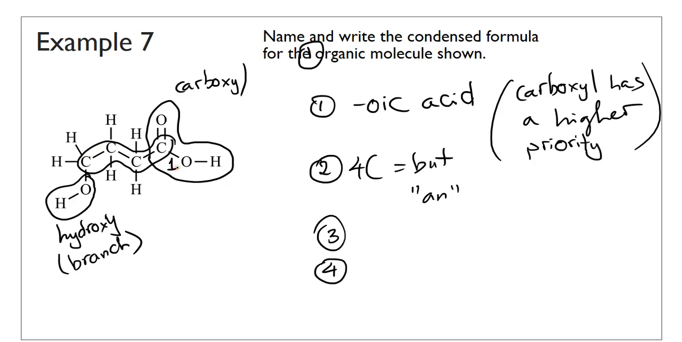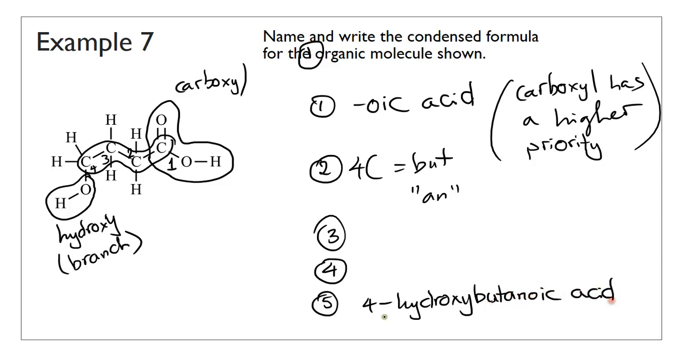So always start numbering from the end closest to the functional group. The carboxyl is always on carbon 1, and then 2, and then 3, and then 4. So in this case, the branch is on carbon 4, and then I'm just going to name it. So 4-hydroxy butane, but, an, oic acid. 4-hydroxybutanoic acid is the name of this molecule.